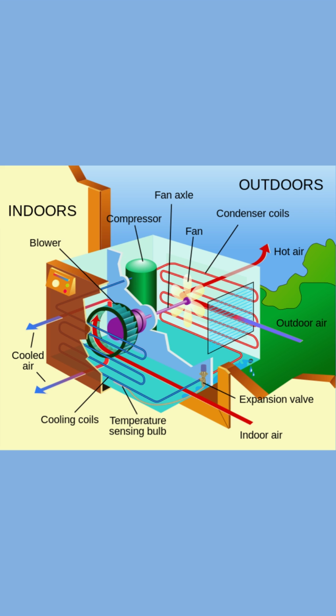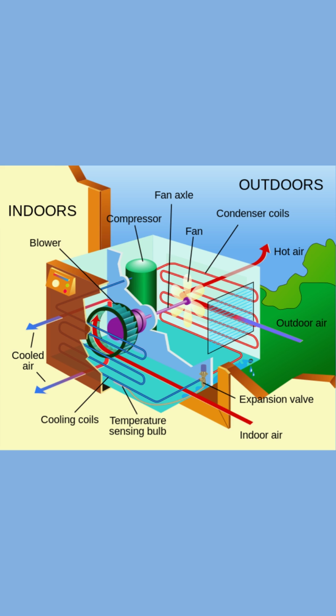5. Removing moisture. Condensate removal. As warm air passes over the cold evaporator coils, moisture in the air condenses into water droplets. This moisture is collected in a pan and drained outside through a drain pipe or released through the unit's exhaust system. 6. Maintaining temperature. Thermostat control.